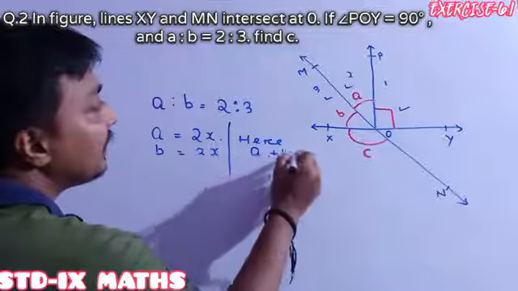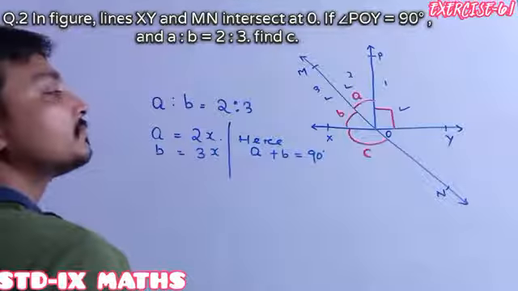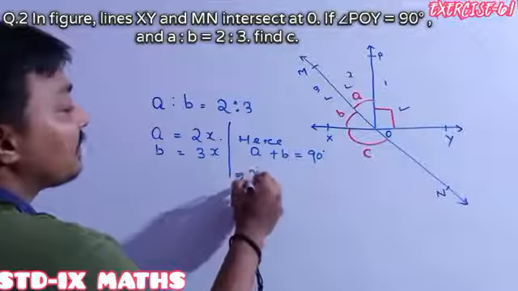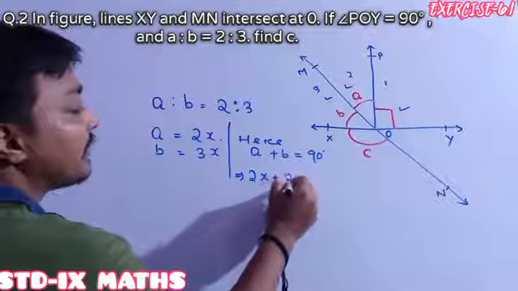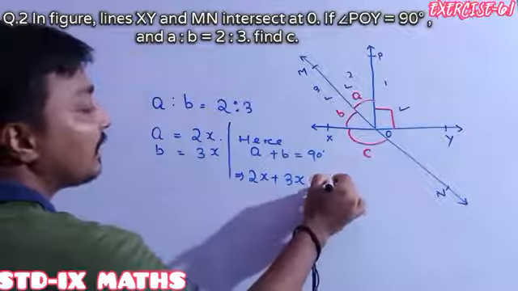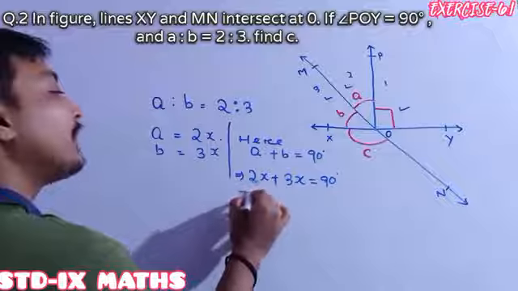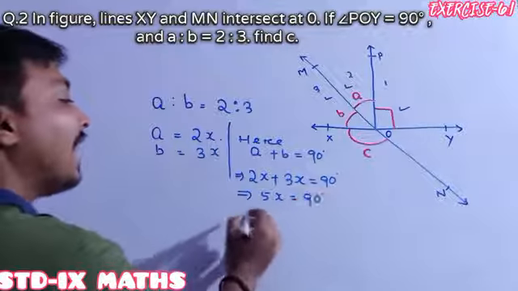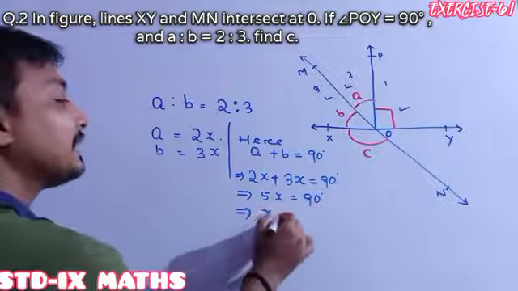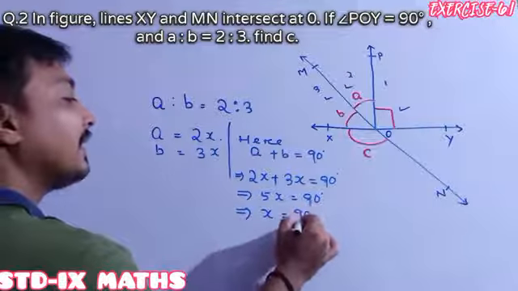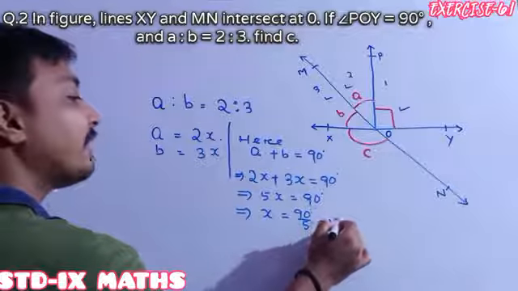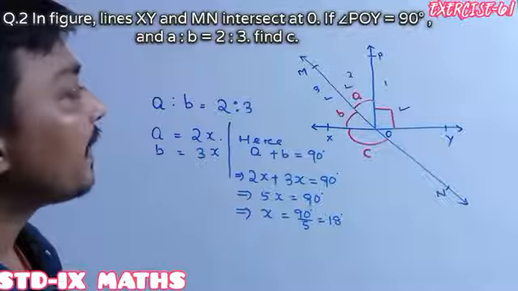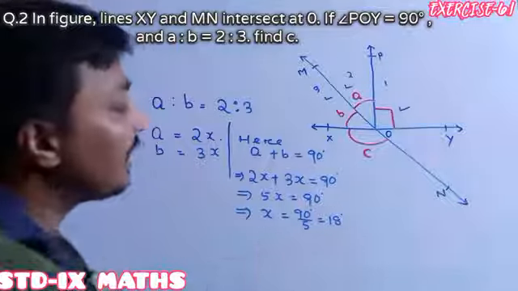So here, just see properly, A plus B is 90 degrees. But here A is 2x and B is 3x, which is 90 degrees. It implies 5x is 90 degrees. As 5x is 90 degrees, x is 90 degrees divided by 5, which is 18 degrees. So finally we got x as 18 degrees.